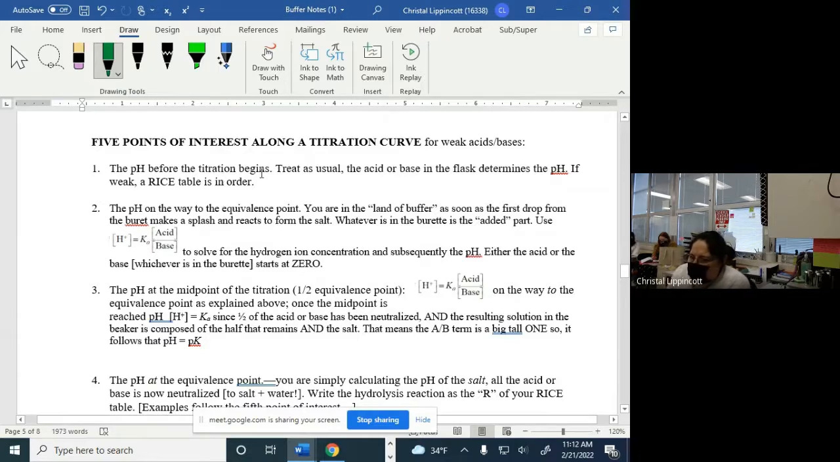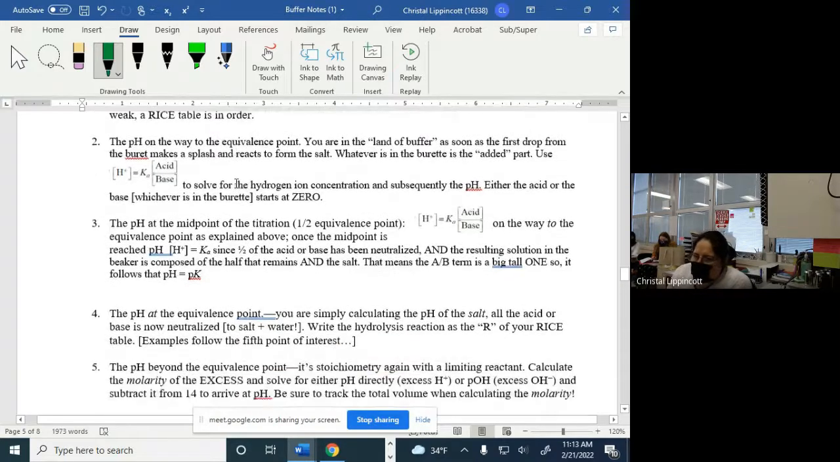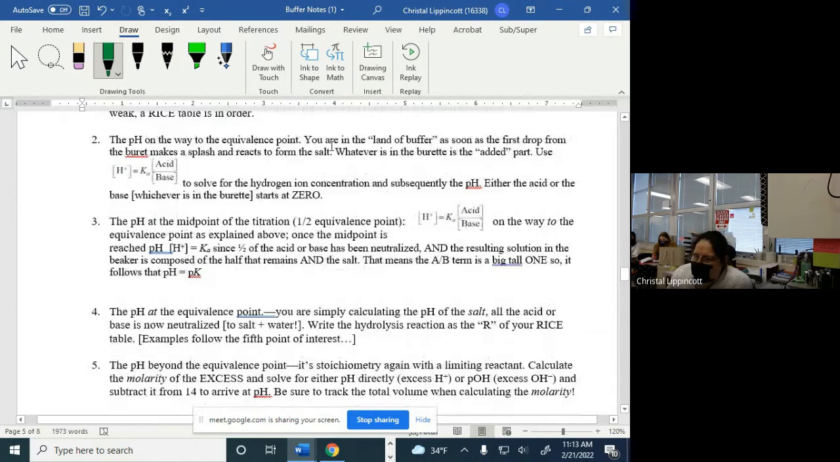So pH before the titration begins, treat as usual. The acid or base in the flask determines pH. If it's weak, you have to use the RICE tables. pH on the way to the equivalence point, then you're in the land of buffers. So if you're in the land of buffers, you're going to use this equation.